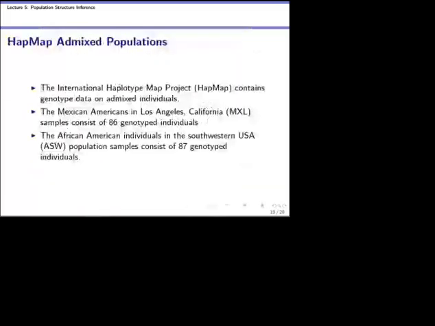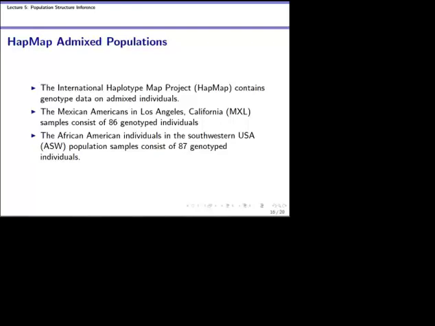So anyways, there's tons of methods out here. HapMap contains genotype data on admixed individuals. The Mexican Americans are also admixed, and the ASW are admixed. So in your lab for today, you're going to be actually analyzing this using PCA.